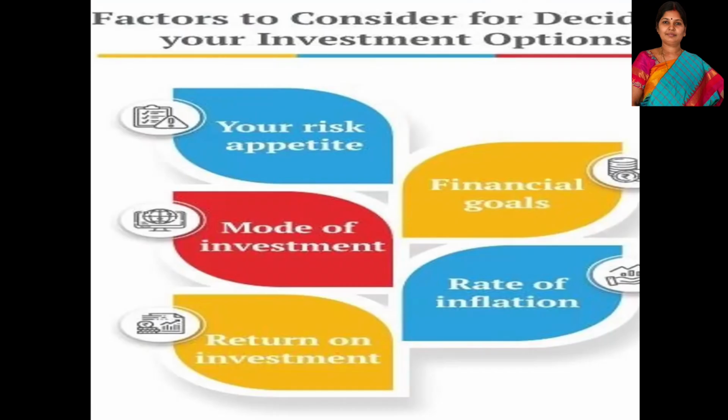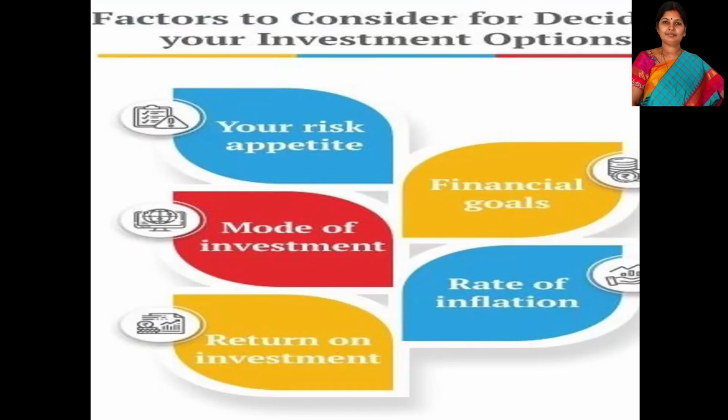So what you can understand with this, conservative investor wants to take less risk, so definitely less returns. And moderate investor wants to take medium risk, so medium returns. And aggressive investor wants to take higher risk, so higher returns. So this is about what? Risk appetite.